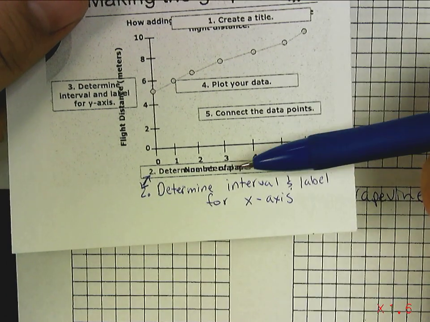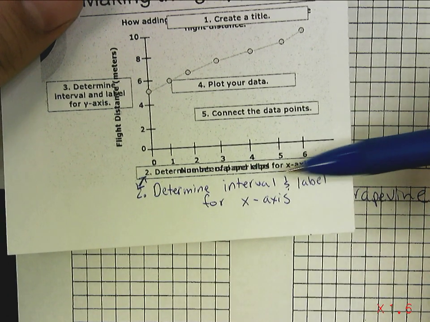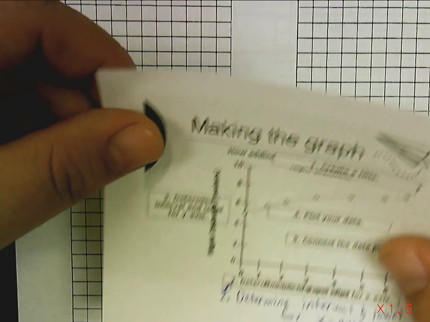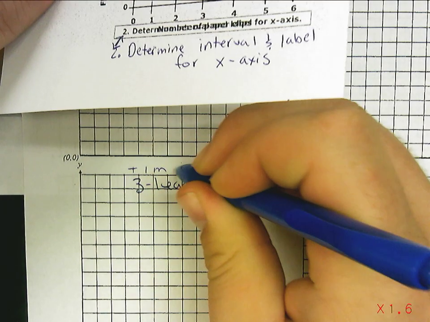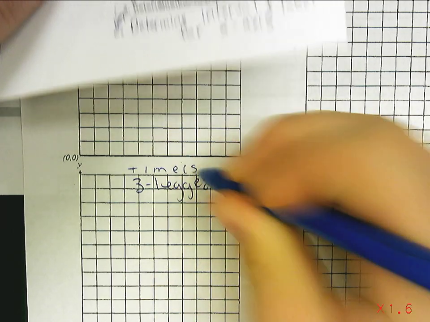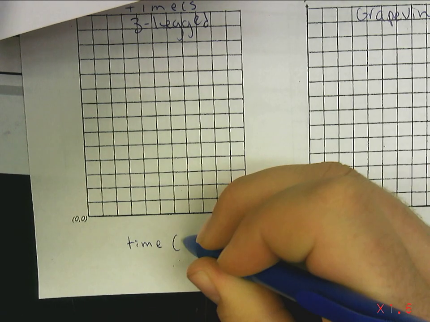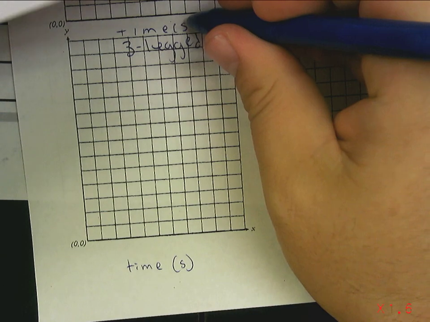So now we're moving on to step 2. Determine the interval and label for the x-axis. So the label is going to be time, and we have time in seconds. So time. Now we need to figure out the interval.